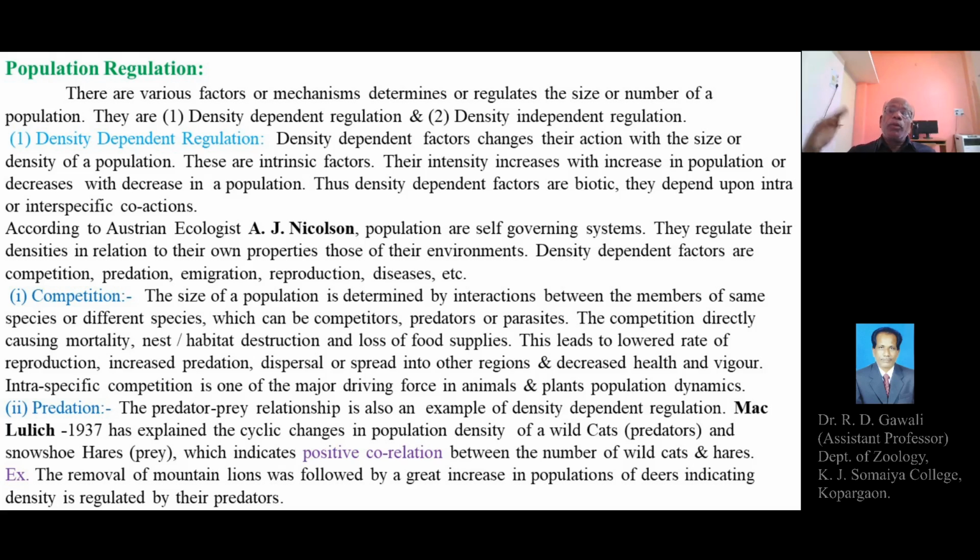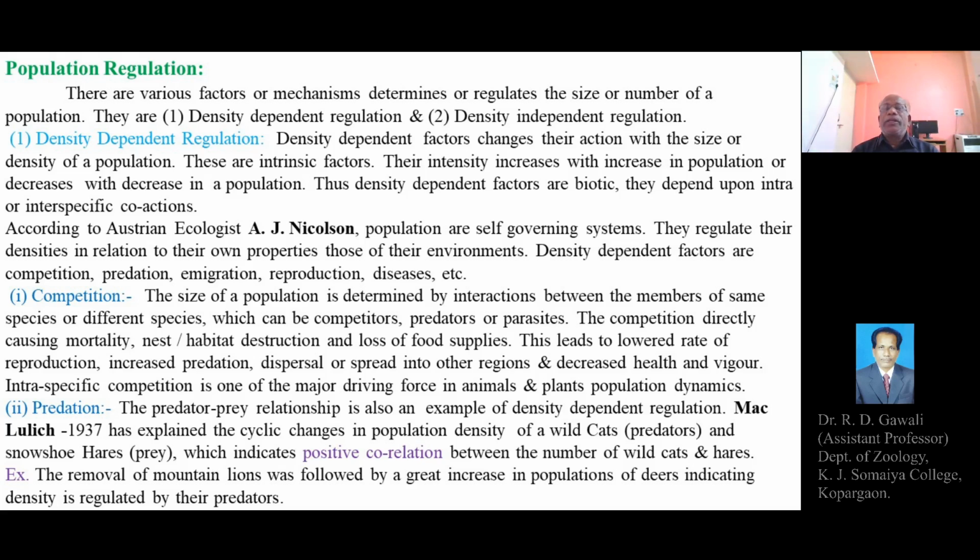So the number of plants and animals will increase or decrease due to intraspecific competition, whether it occurs among the animals or between the plants.